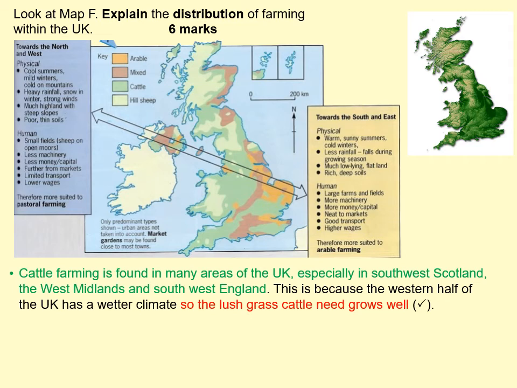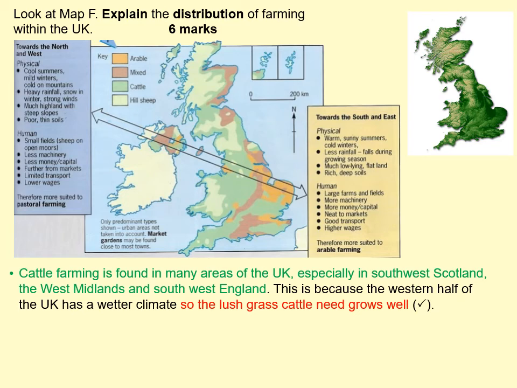I am going to get a mark now though, because I'm going to explain why cattle farming is found in those areas. So this is because the western half of the UK has a wetter climate, so the lush grass cattle need grows well. So I've said it's got a wetter climate and then I've said why a wetter climate is good for cattle farming. And that's because more rain means the grass that cattle need to eat grows better and so they thrive more.